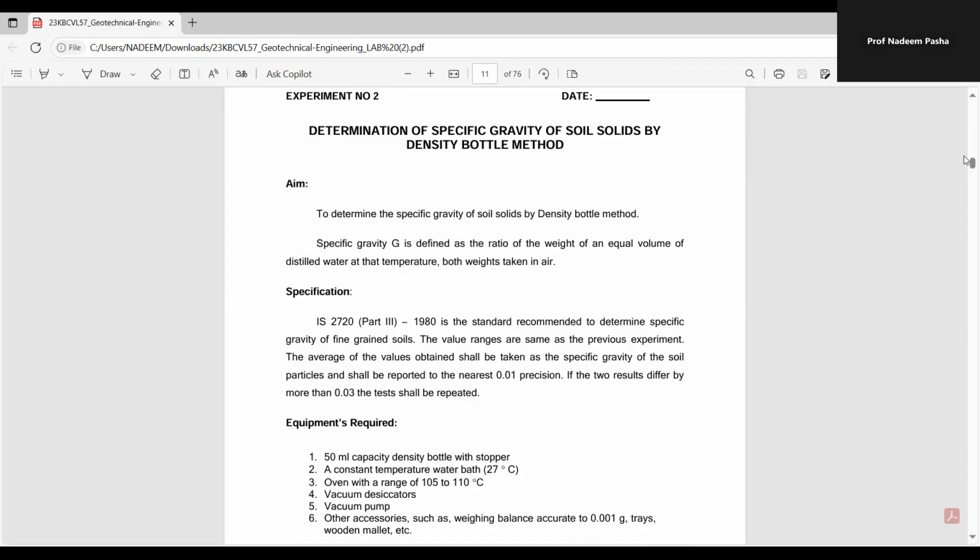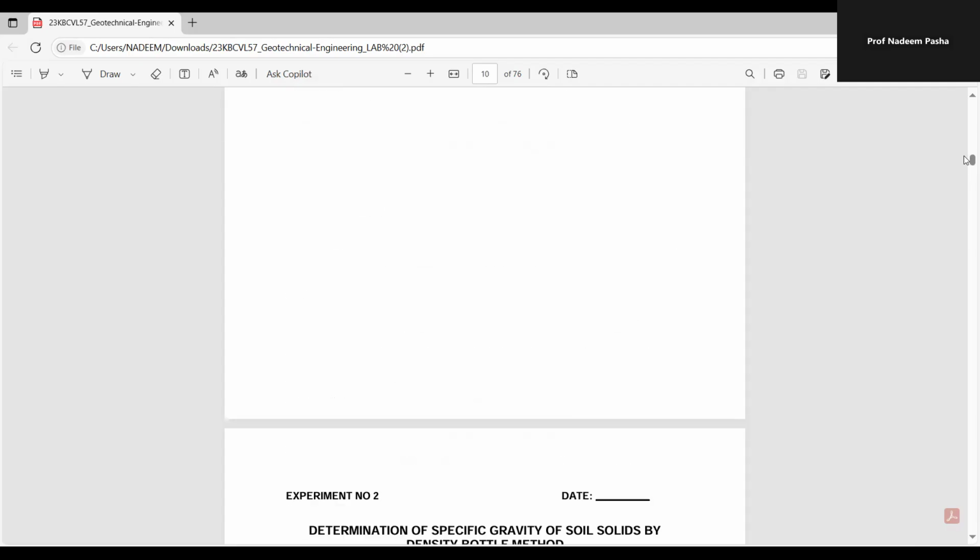So different equipments are required in this specific gravity test compared to the pycnometer test. More apparatus are required; in that case, only a pycnometer was needed. Here: a 50 ml capacity density bottle with stopper, a constant temperature water bath, an oven with a range of 105 to 110 degrees Celsius, vacuum desiccators, vacuum pump, and other accessories such as a weighing balance accurate to 0.001 gram, trays, wooden mallet, etc.